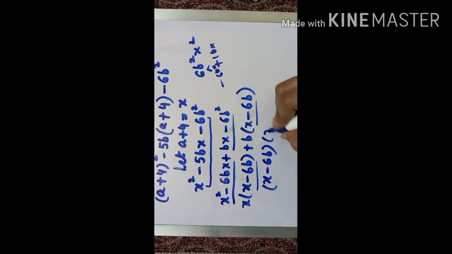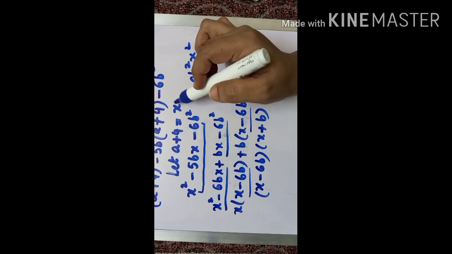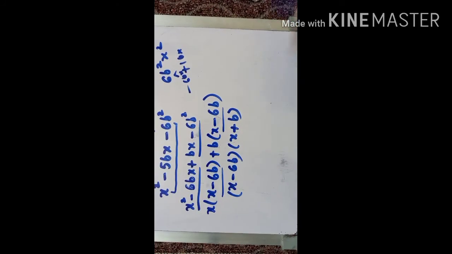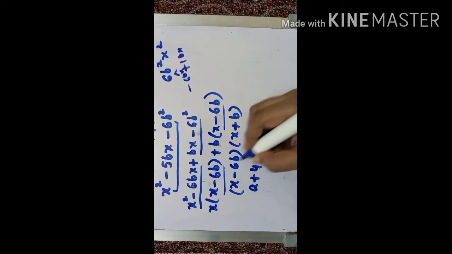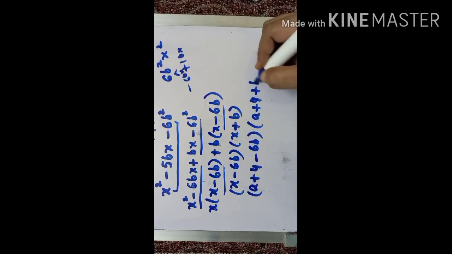x plus b. So actually what was x, what we have assumed as x there, a plus 4 equal to x we have taken. So that x equals a plus 4 you have to substitute. Okay, so x is nothing but a plus 4, then minus 6b, then a plus 4 plus b.